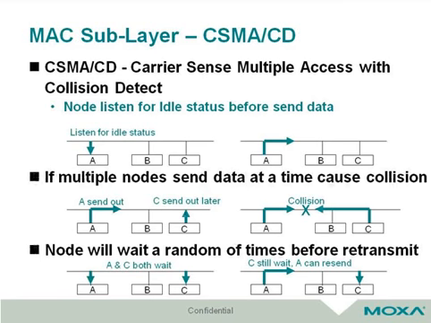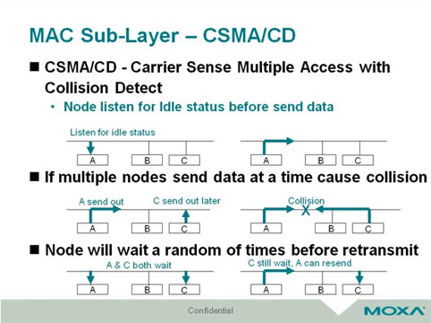CSMA/CD means Carrier Sense Multiple Access with Collision Detect. The keyword is collision detect. When a node wants to send data, it will first listen if there is any node sending data. If not, it will send data out. If another node sends data out later, there will be a collision.